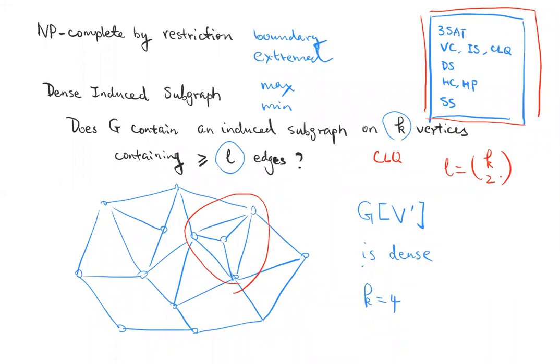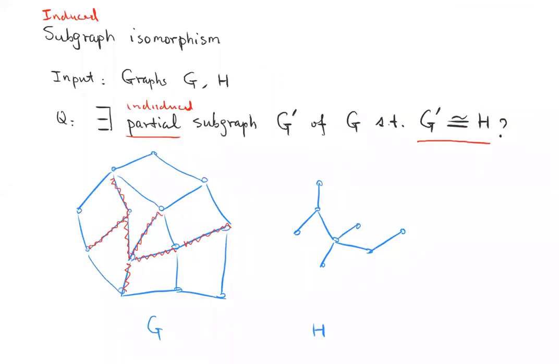Any suggestion? No, not vertex cover. Yeah, clique. Yes, you're right. Actually, there are a few problems that can be special cases. One is clique. So H will be taken to be a complete graph on K vertices.